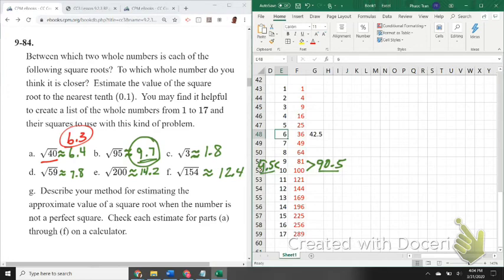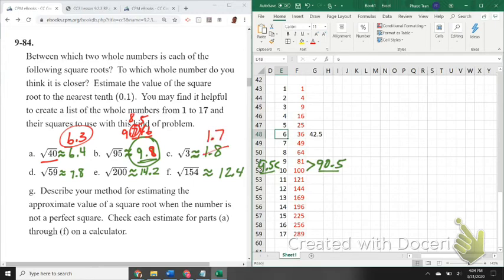So let's look at the square root of 95. The calculator gives me 9.746. So we have to round to the nearest tenth, right? So this 6 turns this 4 into a 5. And because I'm rounding to the tenths, that 5 turns that 7 into an 8. So technically this should be a 9.8, but 9.7 is close enough as well. Okay, the square root of 3 is going to be 1.73. So I was a little bit off there.